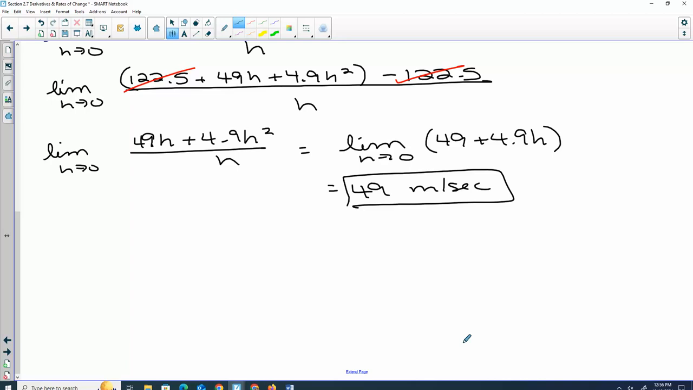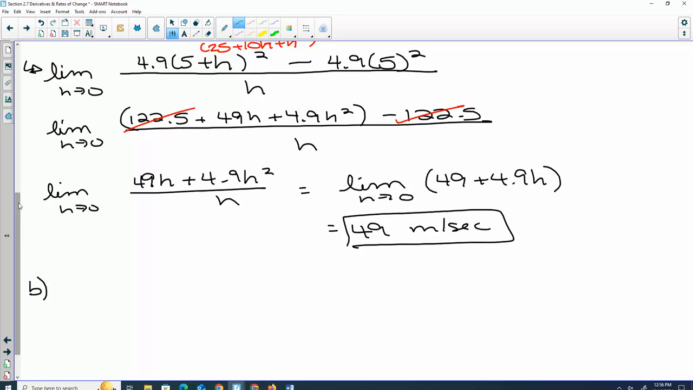Part B. Oh, I didn't make enough space for part B. When it hits the ground. So what would I have to do? When f is 0. Whatever y equals 0. Yeah, so first I need to know when it hits the ground, right? So it has to travel 450 feet, and I need that to equal my height. So we have to solve this.